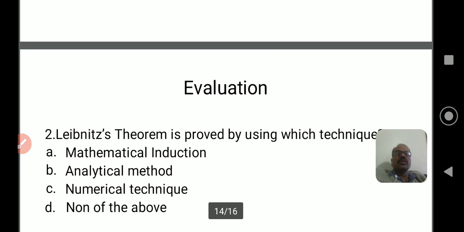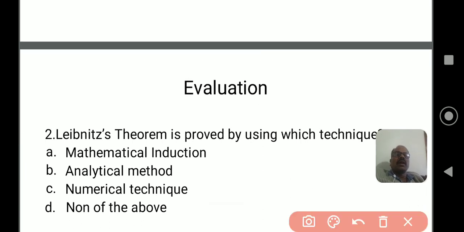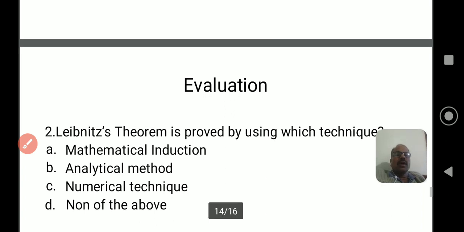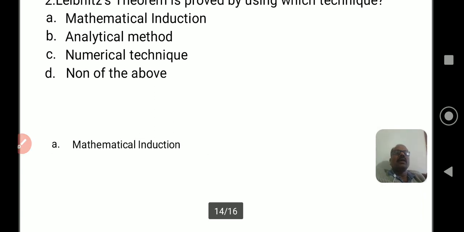Next, the second question is very clear. The Leibniz theorem is proved by using which technique? Mathematical induction, analytical method, numerical technique, or none of the above? It is very clear: in the beginning itself, in the proof, we defined that it is by using mathematical induction.